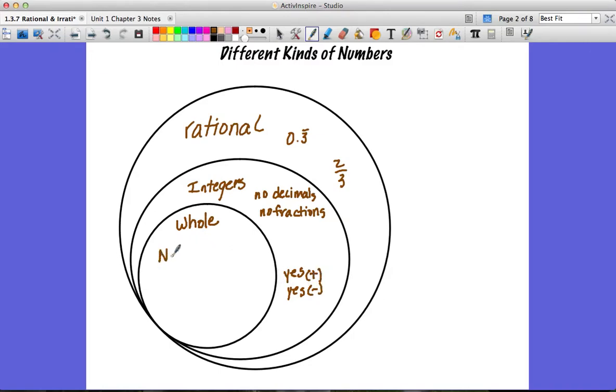And then for whole numbers, let's just make one big list of no: no fractions, no decimals, and no negatives. And yes, it can be positive.